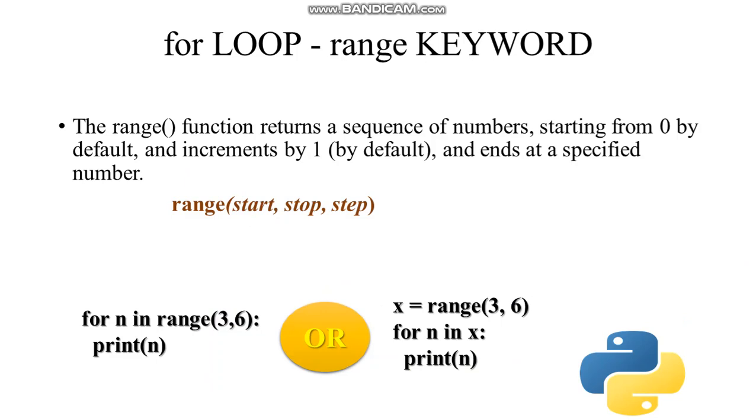Next is the range keyword in a for loop. The range function returns a sequence of numbers starting from 0 by default and increments by 1 by default and ends at the specified number. For example, for n in range(3, 6): print n, or I can write it as x equals to range(3, 6) and for n in x: print n. It will give me the same output.